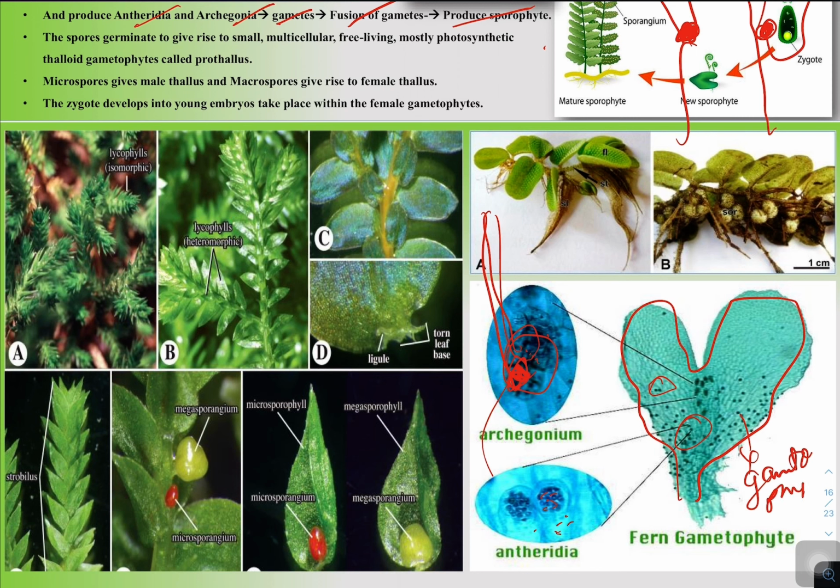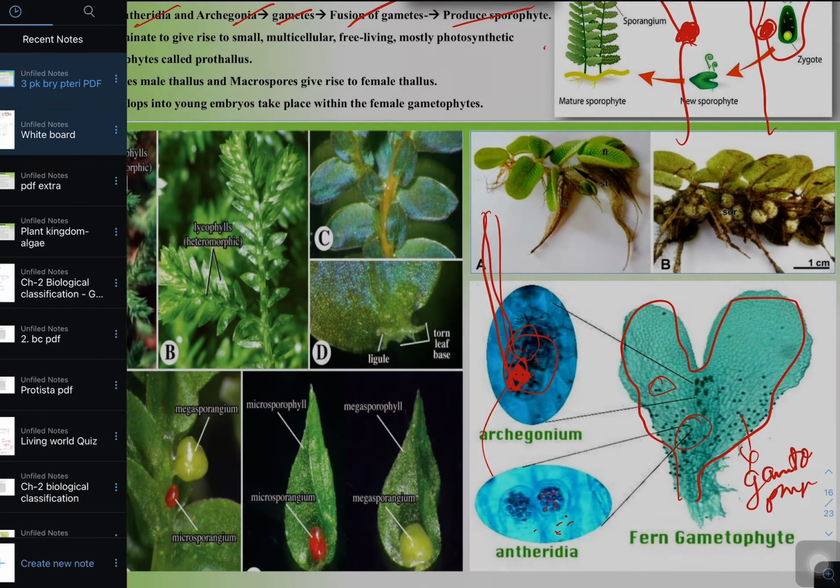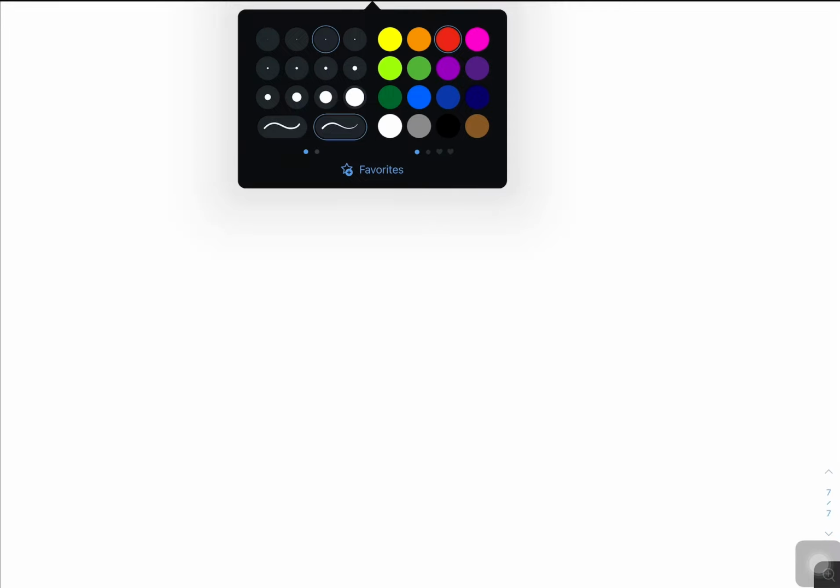Very primitive gametophyte. This is very short lived, and next from this arises what? Sporophyte. See here, again I will explain. The thing we are seeing is sporophyte. Leaves, microspores. Here microspores are produced, here macrospores are produced.